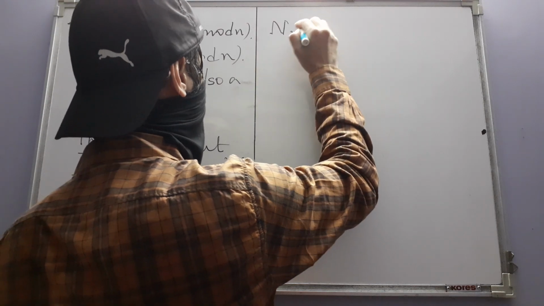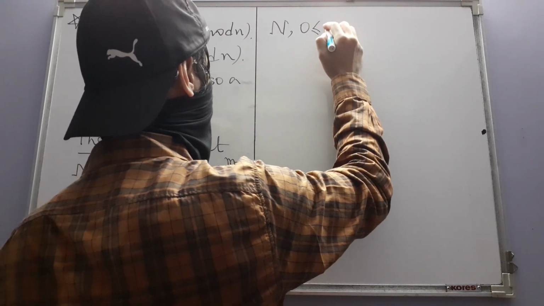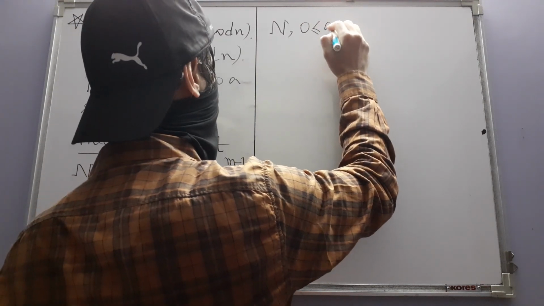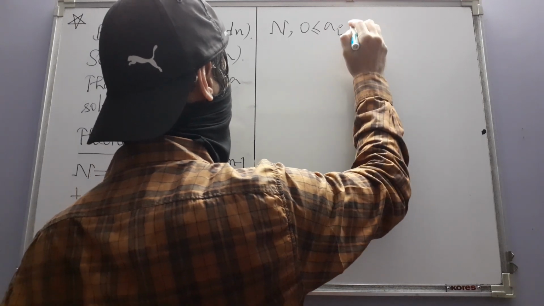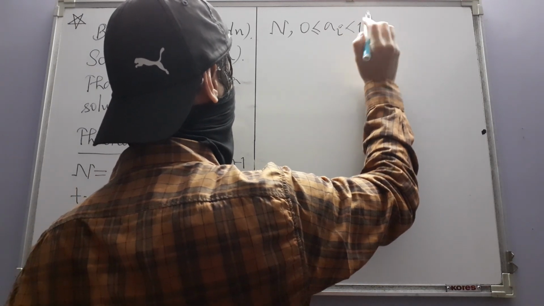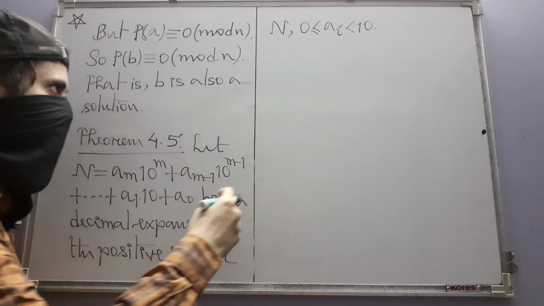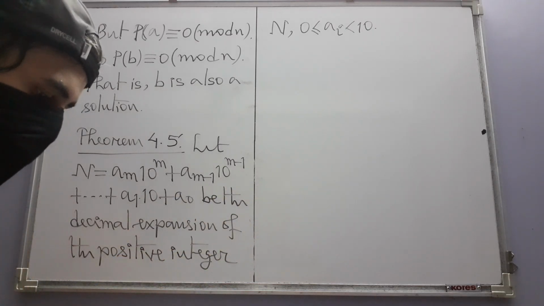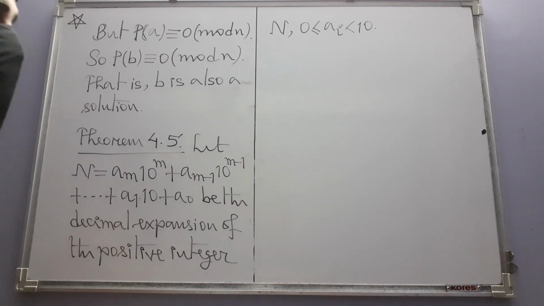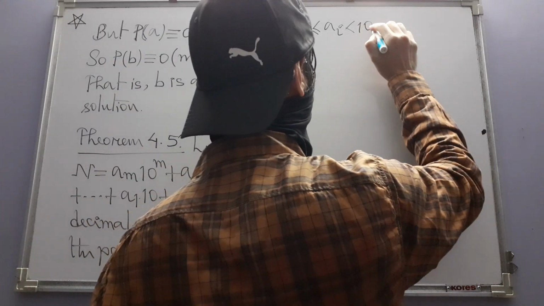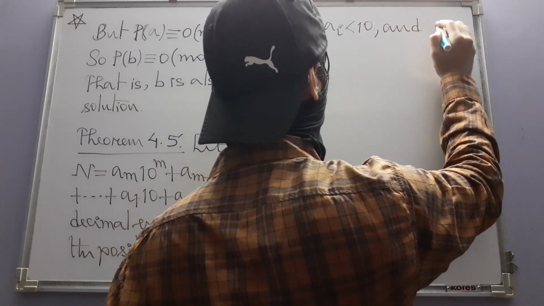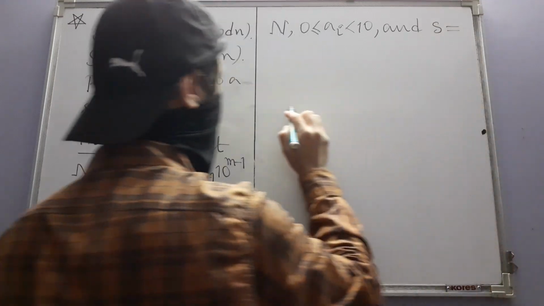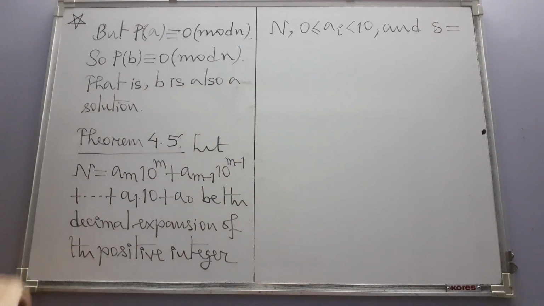So each a_i is non-negative and less than 10. Either you write less than 10 or you write less than or equal to 9, same meaning. And that's not all. And S is the sum of the digits.